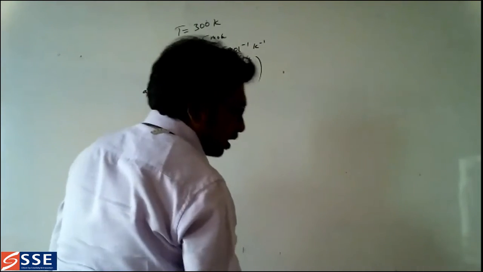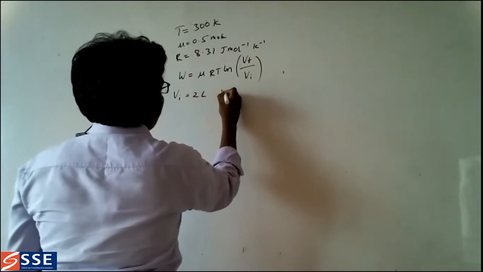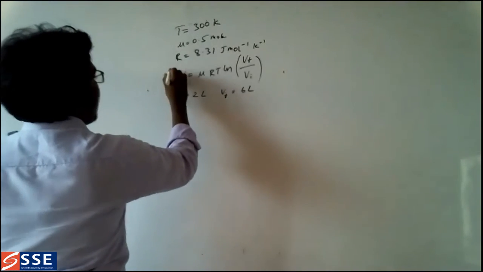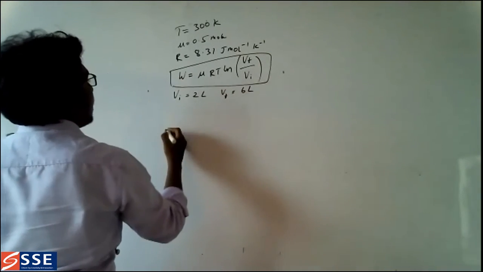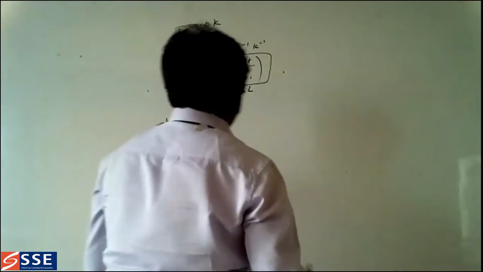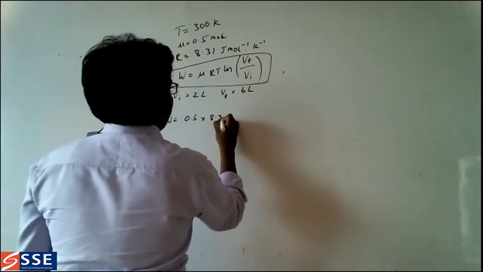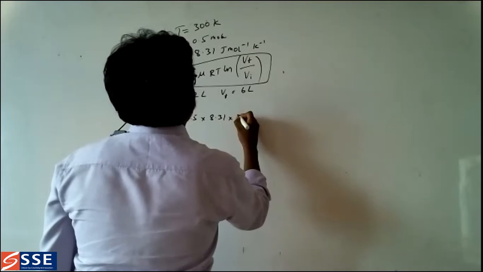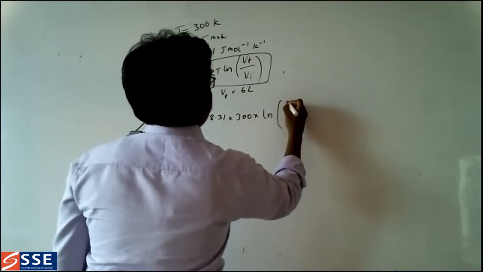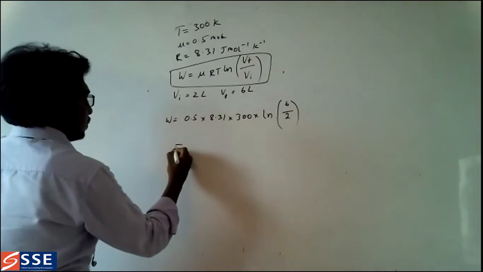Vf by Vi we already know: Vi is 2 liters and Vf is 6 liters. So just substitute this data in this formula and we can get the work done. First one is, what is the work done by gas? So work done by gas is nothing but 0.5 into 8.31 into temperature 300 into ln 6 by 2. That's it. So what is the work done?